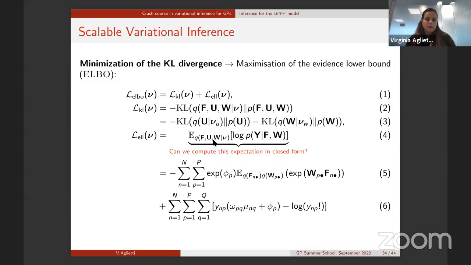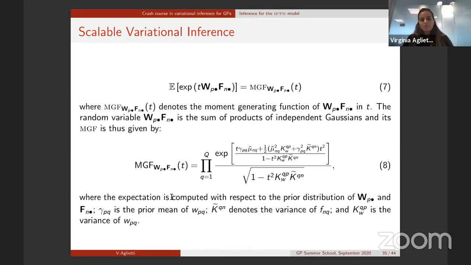And to compute the expected log likelihood, you need to compute the expected value of the log of P of Y. Now we saw how Y is Poisson, and the intensity function is not a log Gaussian distribution anymore because we have the exponential of the sum of product of Gaussians. Luckily, it turns out that this expression can be computed in closed form. And it can be computed in closed form because this is equivalent to the computation of the moment generating function for the sum of product of Gaussians.